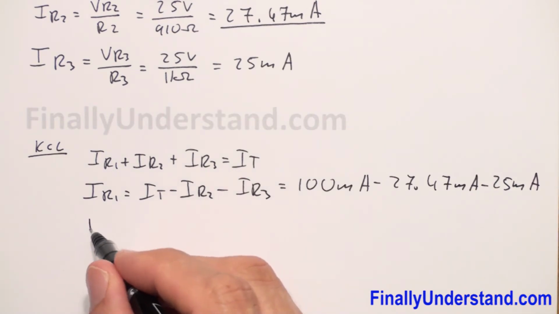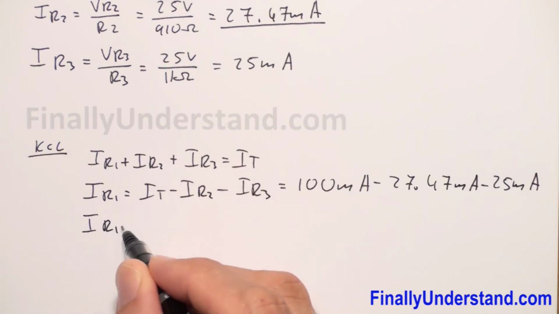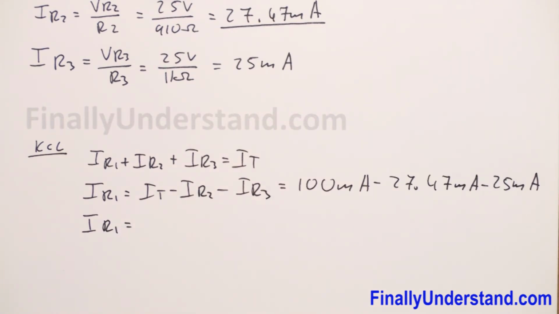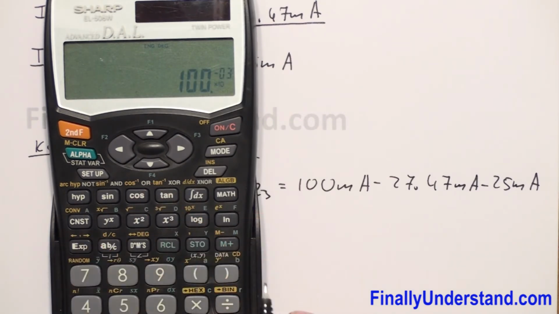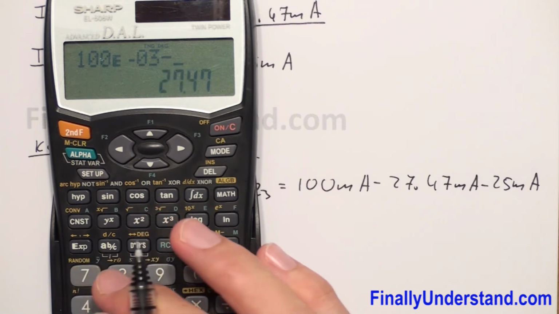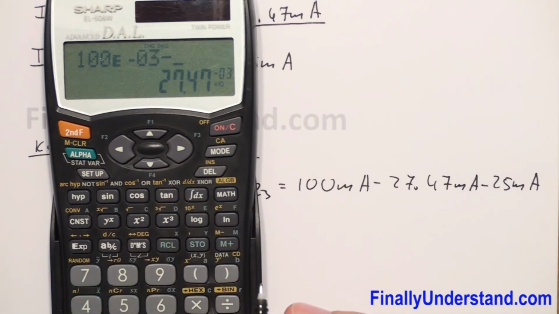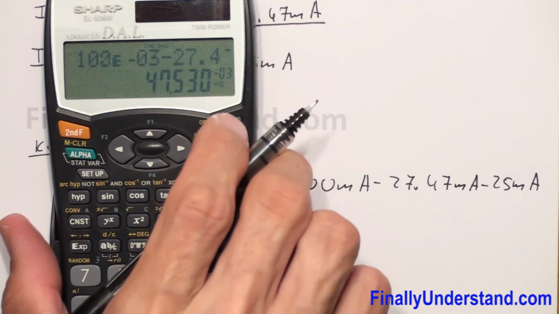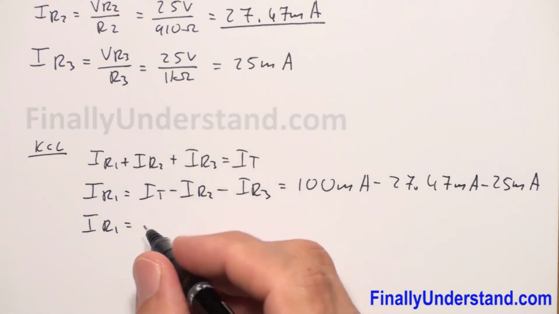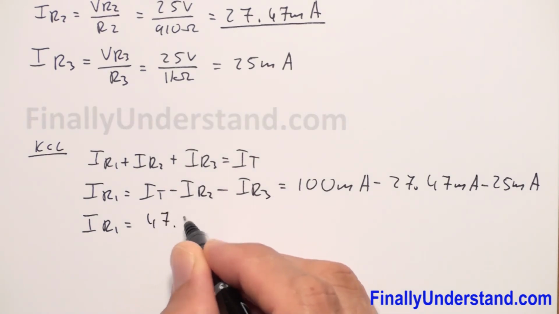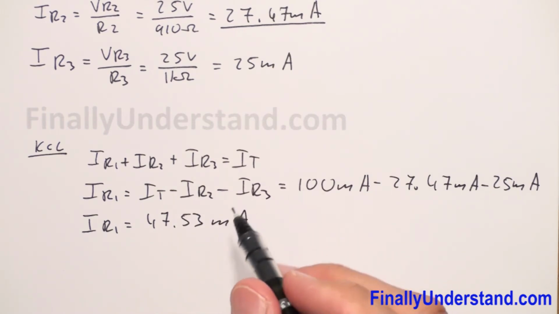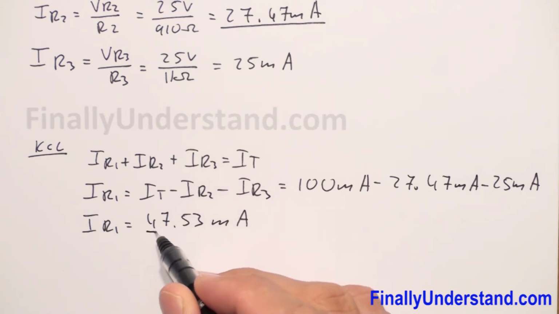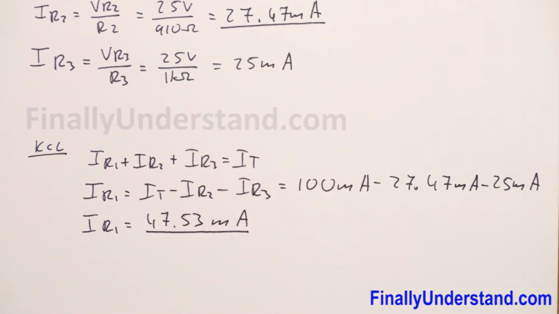So now IR1 is equal to 100 times 10 to the negative 3, minus 27.47 times 10 to the negative 3, minus 25 times 10 to the negative 3, which equals 47.53 milliamps. So this is the current IR1.